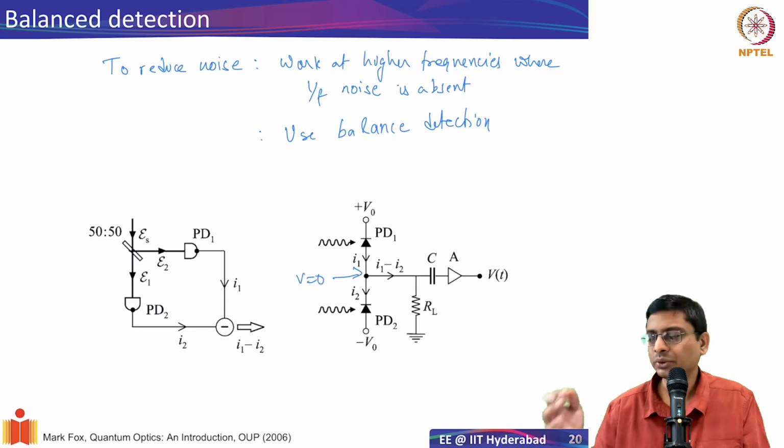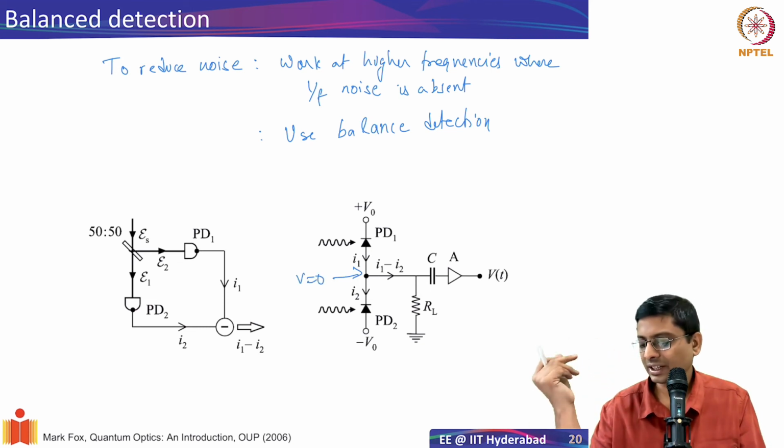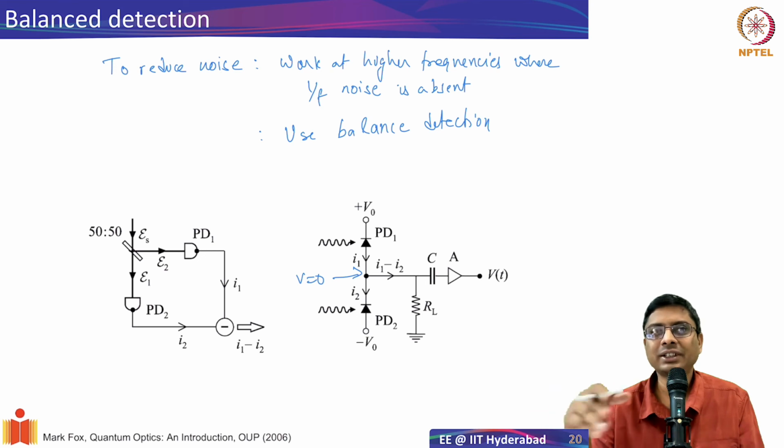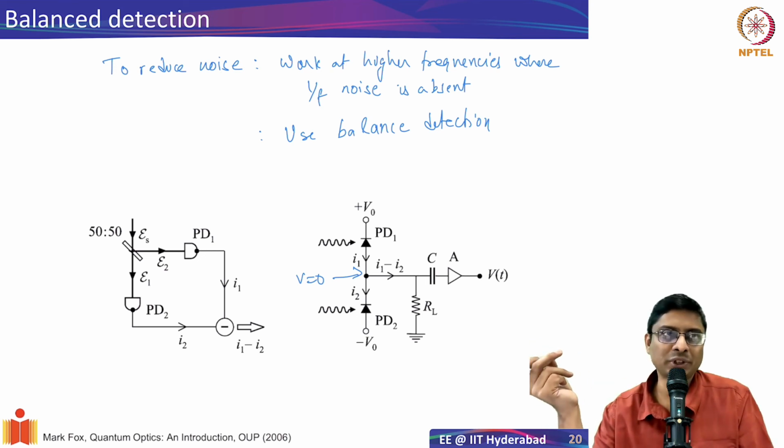Voltage is going to be close to 0, provided the RL is not very large. In that scenario, the current that you will measure is going to be I1 minus I2, the photocurrent 1 minus photocurrent 2. And these diodes are reverse biased deliberately so that they work as more efficient photodetectors. From the photodetector theory, you know that.